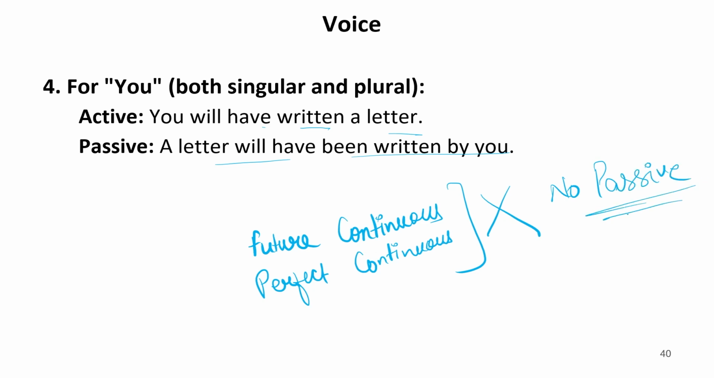So this is again very important. And while converting the sentence from active voice to passive voice, we should keep this in mind that the basic structure requirement of the active sentences of these tenses should not be disturbed.